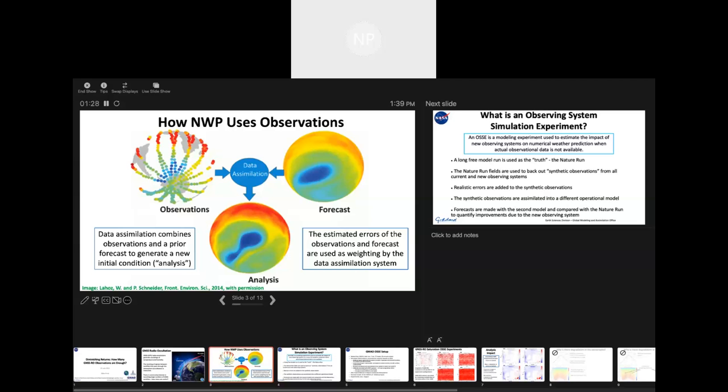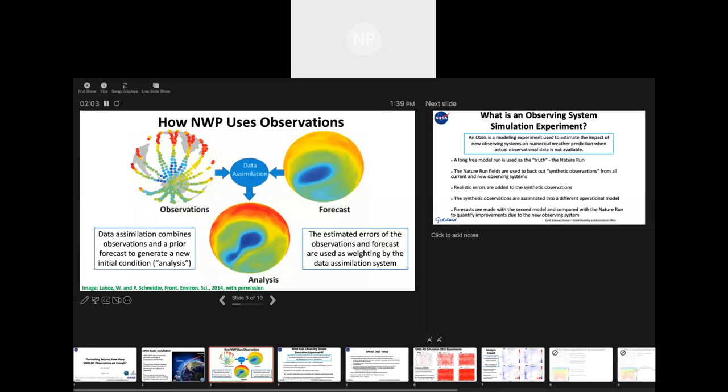And that guess is generally a forecast that was made from a previous time. And then we use data assimilation, which takes the observations and the forecast and basically squishes them together with statistics and produces an analysis. And this analysis is statistically the best guess as to the current state of the atmosphere. And that analysis is used as the initial condition to make a new forecast. So then 6 or 12 hours later, you have your new forecast, you have some new observations, and you repeat this whole process over again.